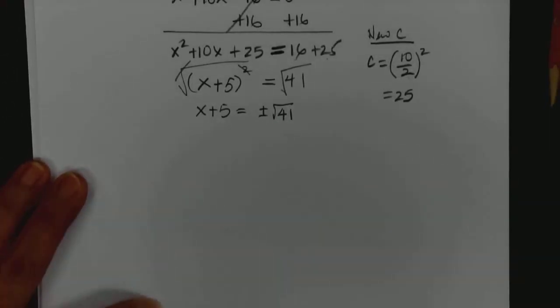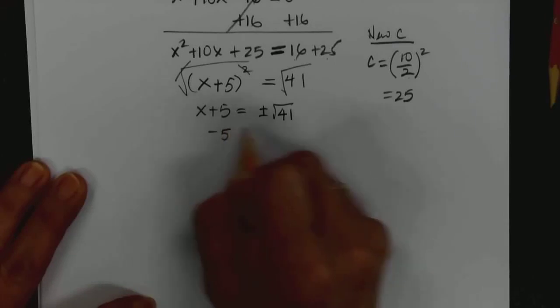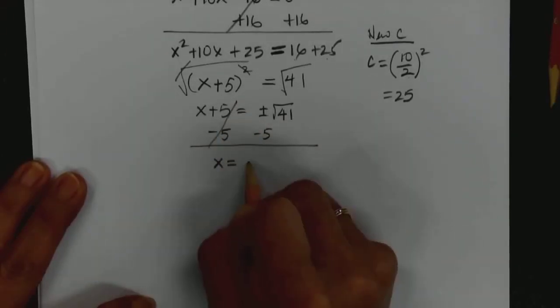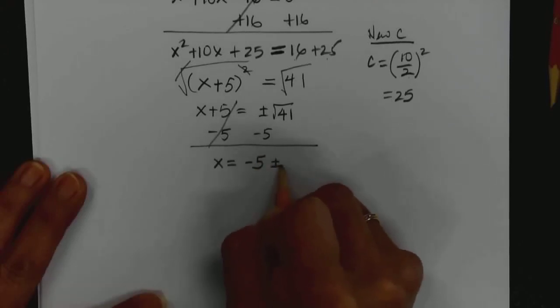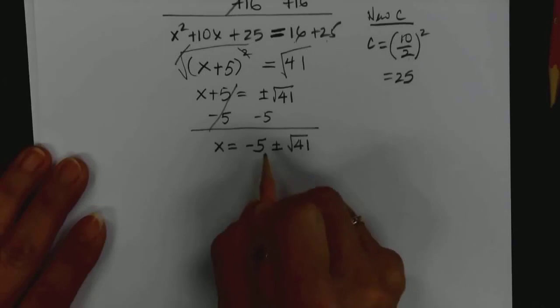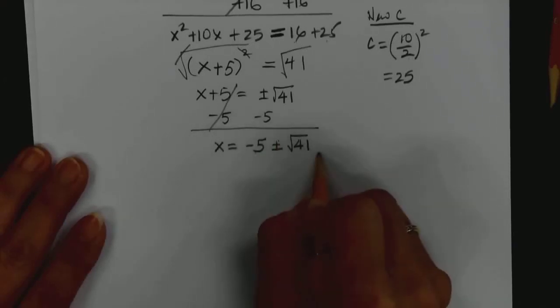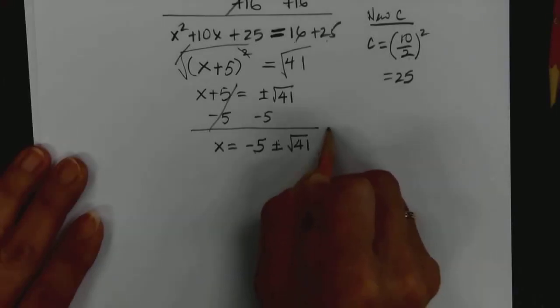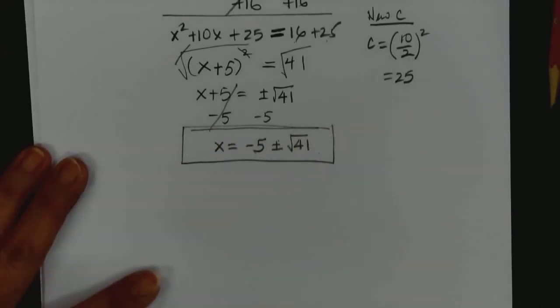And we're going to leave it as the square root of 41. And then minus 5, minus 5. X is equal to negative 5 plus or minus the square root of 41. And you have your two answers, right? Negative 5 plus the square root of 41 and negative 5 minus the square root of 41. And you may leave your answer like this.